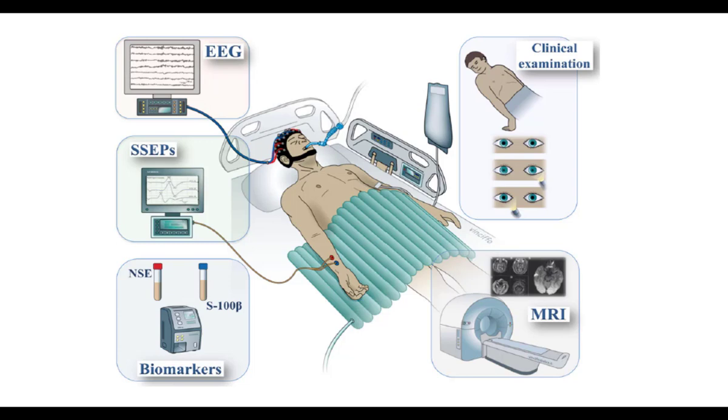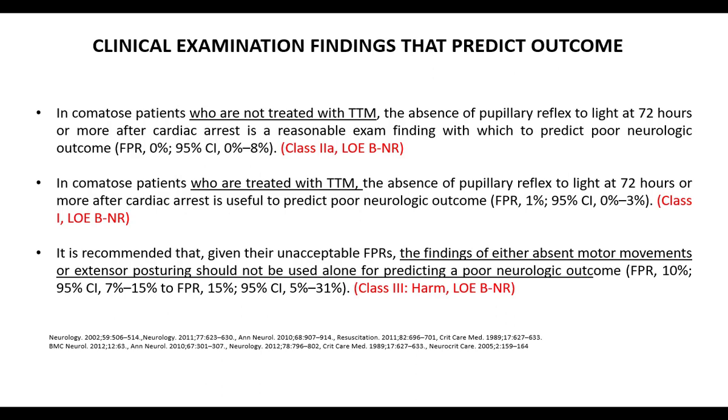Now, to prognosticate outcome, there are a few important things you need to know, because when all these things are combined in your mind, then you can say what is going to happen to the patient. One is EEG, SSEP, then there are some biomarkers which are available nowadays, and then clinical examination, obviously the first thing, and then what the radiological evidence says. When you combine all these things, only then can you tell exactly what is going to happen to your patient. So first of all, the clinical examination.